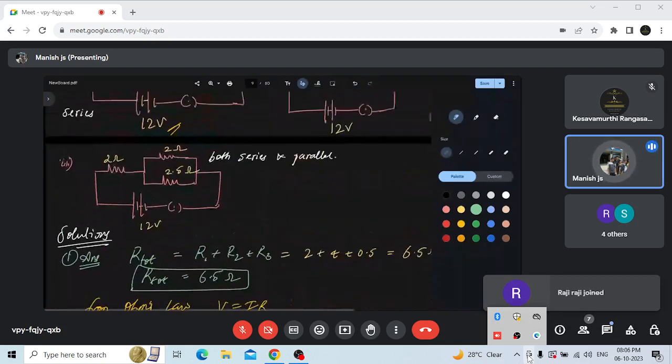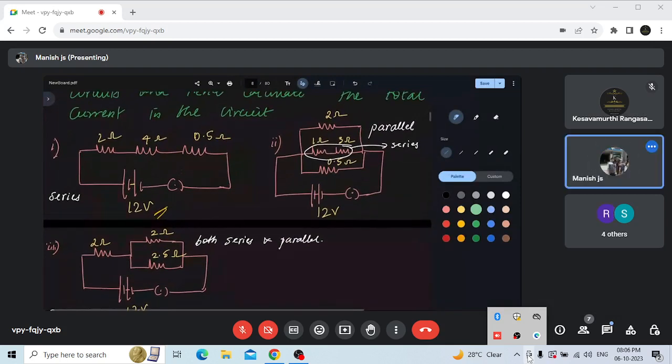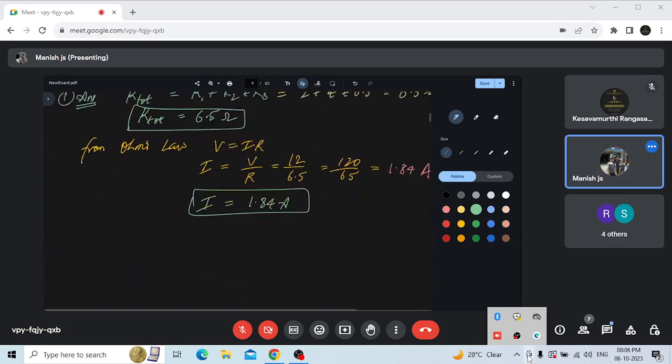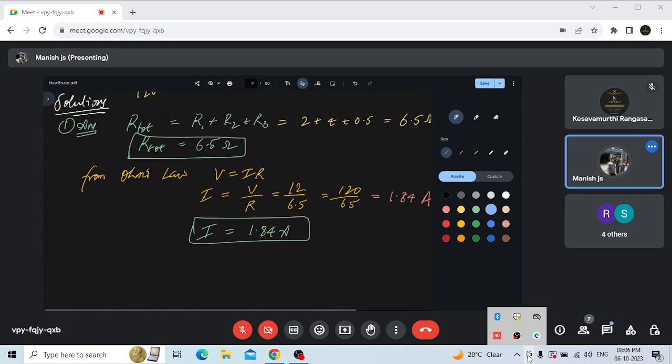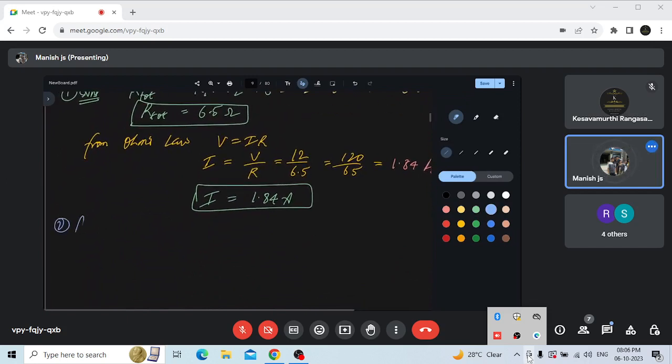The same way for the second circuit. What is the total resistance? Oh, it's a combination here. So first simplify that series. Then you can see that 2, 4 and 0.5 are all in parallel. Right? So then you will have to solve it. So that's the second part.